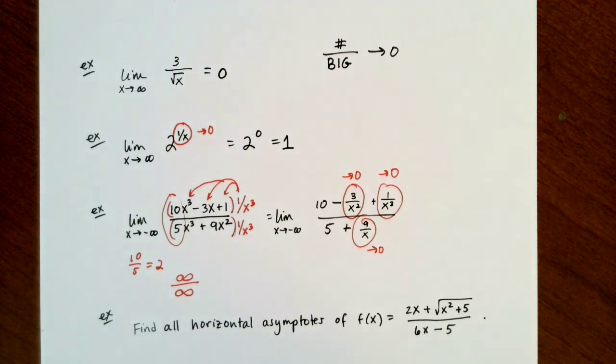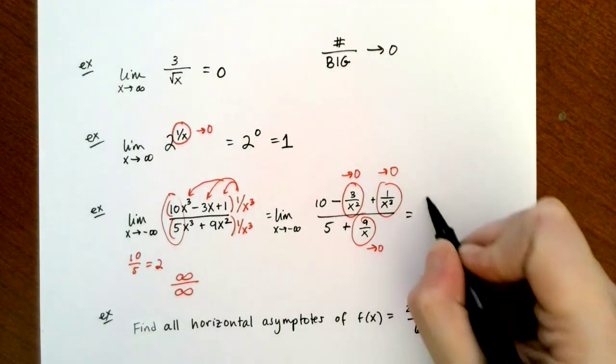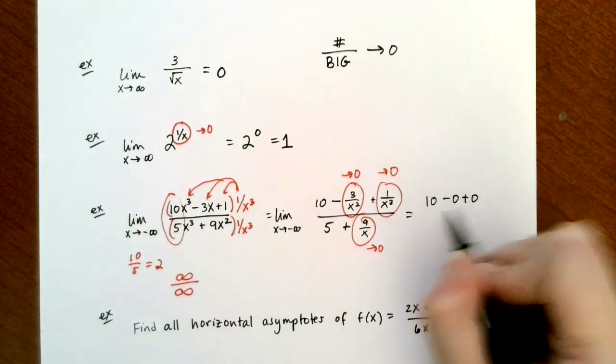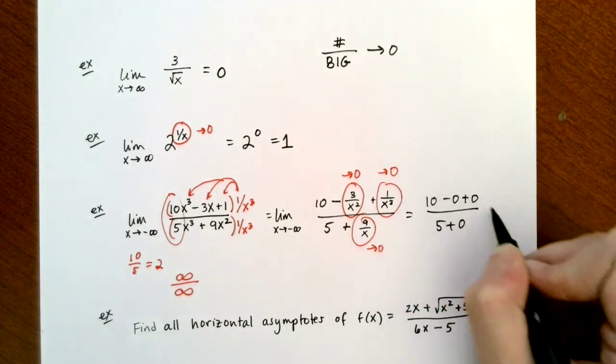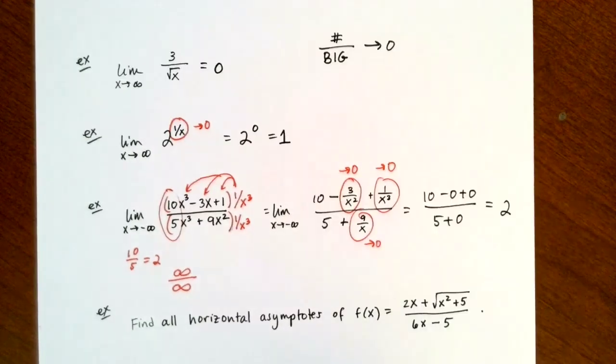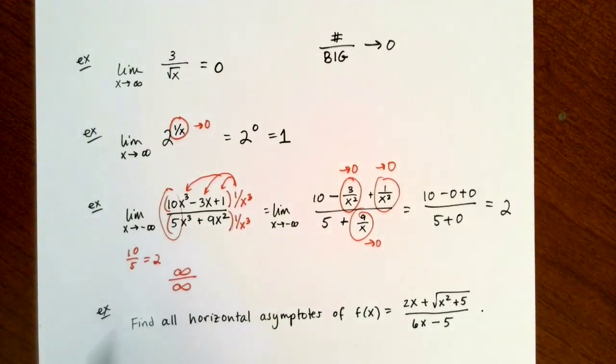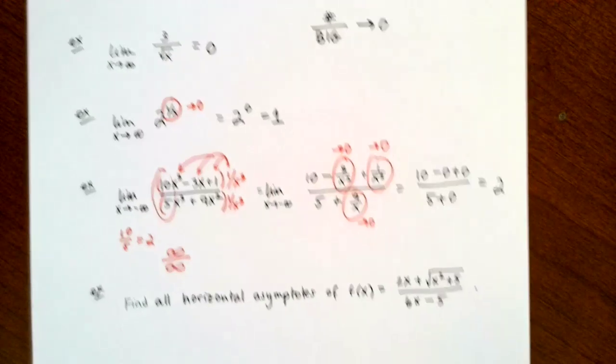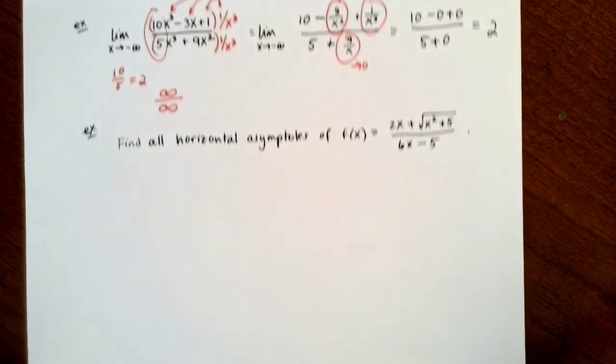And then the 10 and the 5 are just 10 and 5, right? So this becomes 10 minus 0 plus 0 over 5 plus 0, which of course computes to the 2, which we knew from the beginning was the answer. But again, this is the model that we're going to use for this last example. All right, so on that note, let's move into this final example.